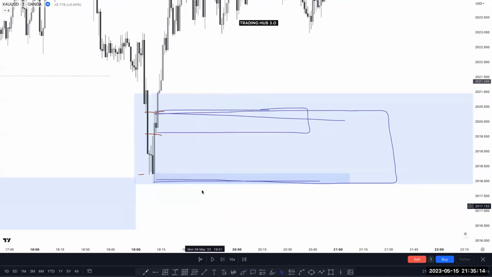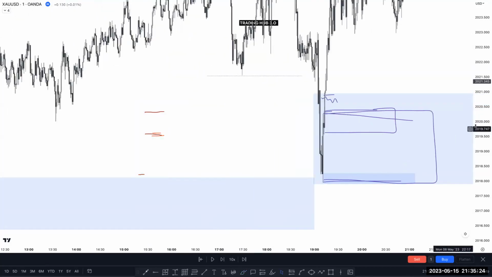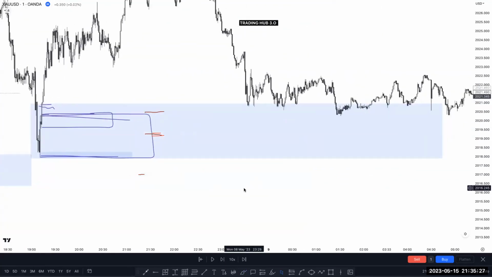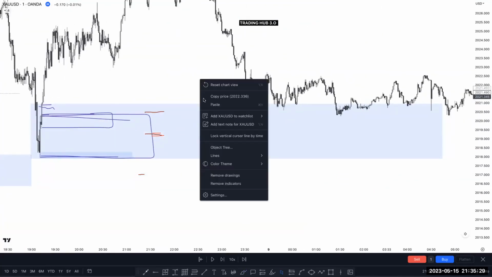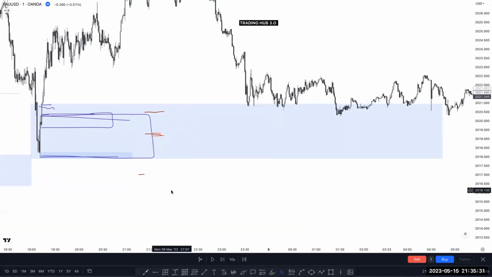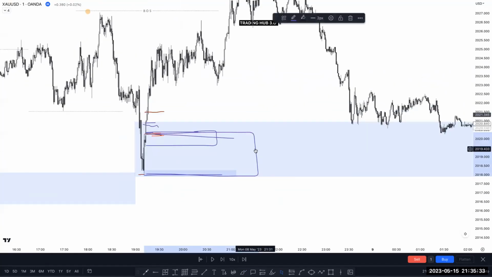But there is no FVG. Sir, there is a proper FVG. This candle high and low, this is a proper imbalance. So first of all, again, delete this one.